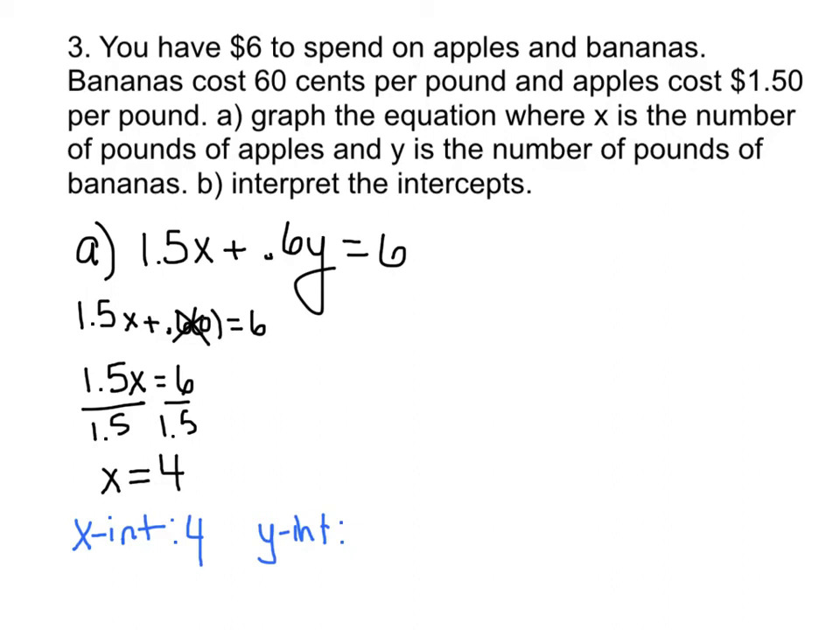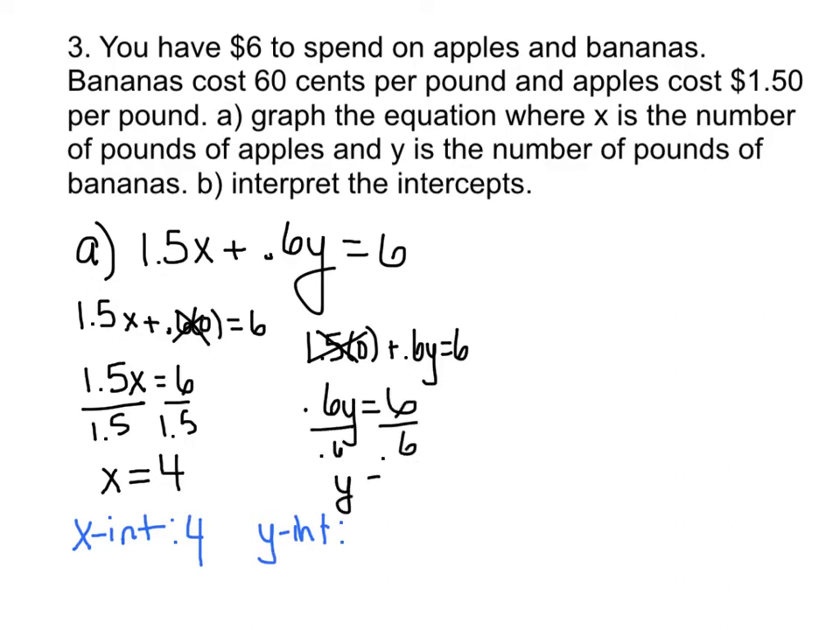Now, to find my y-intercept, I plug in 0 for x. So that's gone. So that'd be 0.6y equals 6. Divide both sides by 0.6 or 60 cents. 6 divided by 0.6 is 10. So my y-intercept is 10.